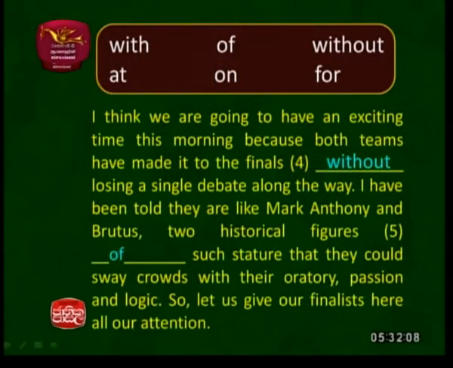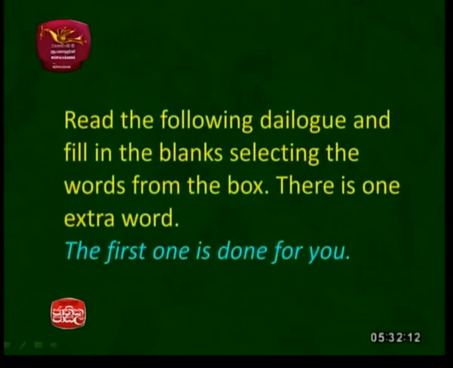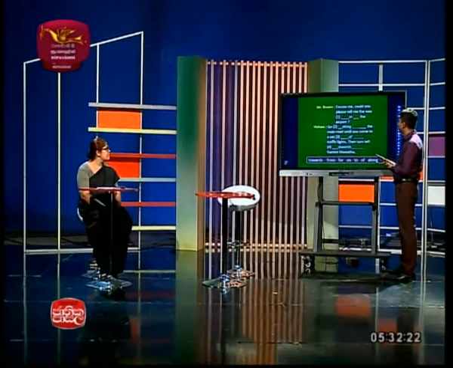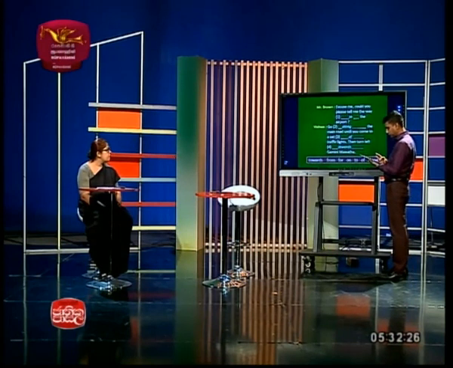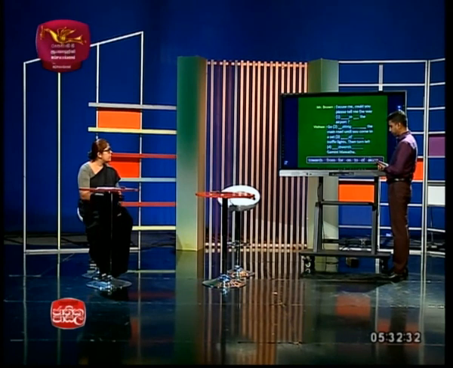Right. දැන් අපි බැලුවේ prepositions. දැන් අපි ඊළඟ එකේ මොනවද තියෙන්නේ? Read the following dialogue and fill in the blanks selecting words from the box. There is one extra word. මේකේ වැඩිපුර වචනයක් තියෙනවා. Right. So the words given are towards, from, for, on, to, of, along. So you can be directly given on grammar items like that, or you also can be given through a dialogue like this.